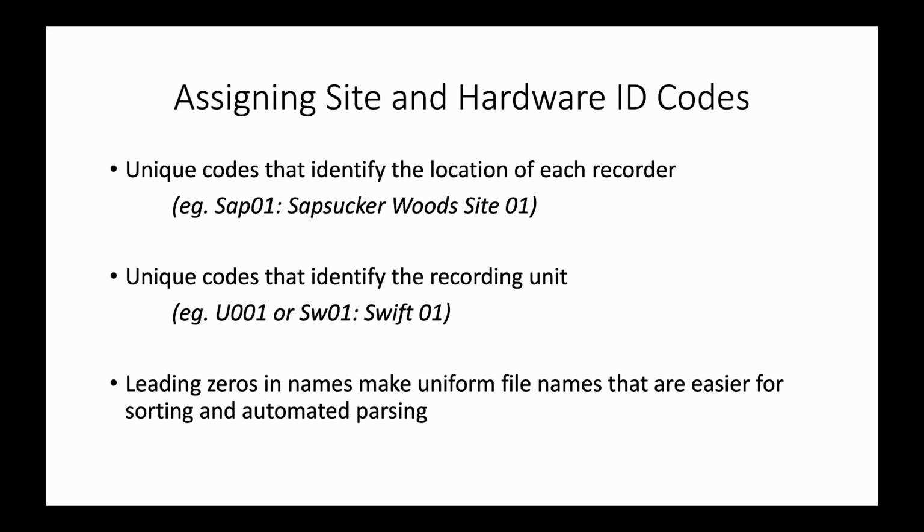We found it quite useful to incorporate leading zeros in site and unit names so that the numbering system can expand without increasing the number of characters in the file name. So for example, if you have Swift 01, you can have Swift 10 and Swift 50, and all of those names will be the same length. And that means that whatever computer program you're using, the files are likely to sort in the same order. And if you're using something like R or Python code to parse file names, you can predictably find the unit number in particular character positions. So you might always know that characters 2 through 4 give the Swift number if you're using Swift recorders.